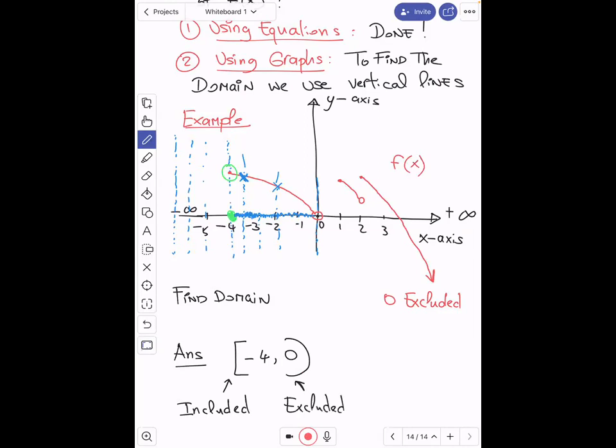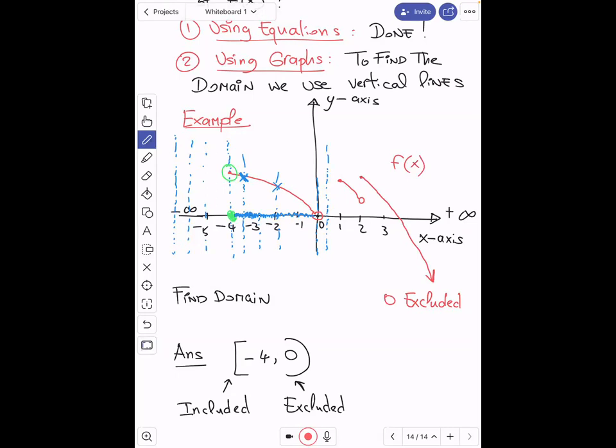Okay. Now let's continue with the domain, right? So after 0, as you can see, between 0 and 1, if you take a vertical line between 0 and 1, there will be no intersection with the graph, right? So the interval between 0 and 1 is not included in the domain. It doesn't belong to the domain.